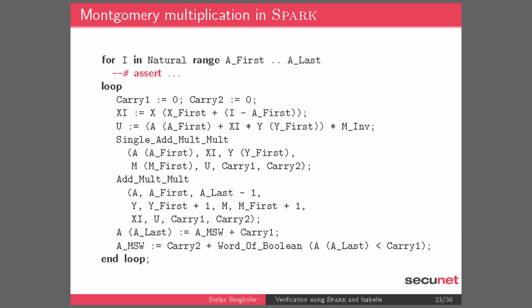First you compute this extra factor, and then the least significant digit of the accumulator receives a special treatment because it will turn 0, and then it will disappear as a result of the shifting. Also the most significant word of the accumulator will receive a special treatment because that will also disappear at the end.